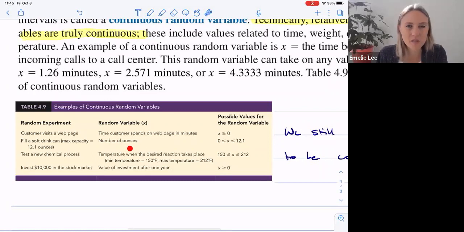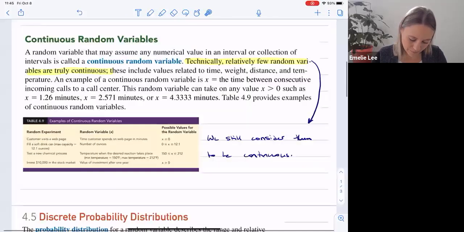Number of ounces, right? Temperature, investments, right? So the value of the investment. And so what we're going to have is some range of possible values for that random variable.